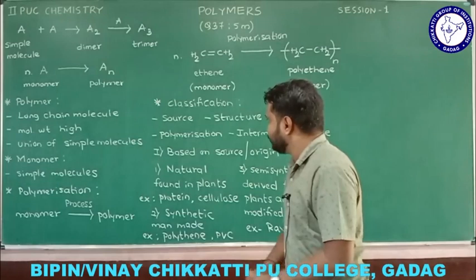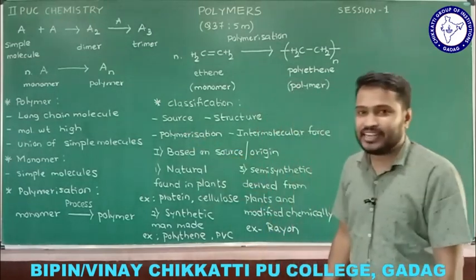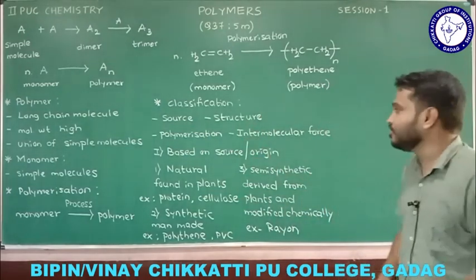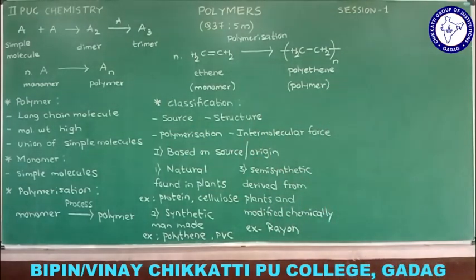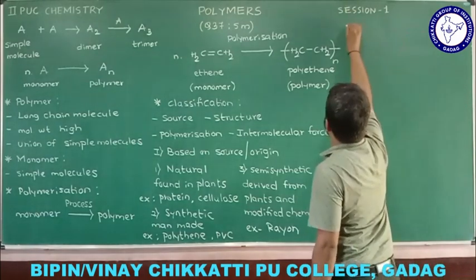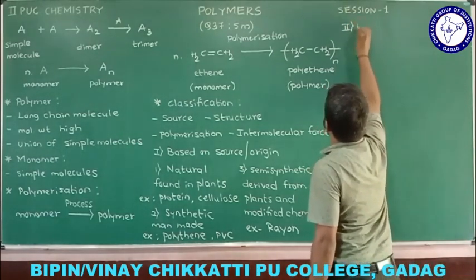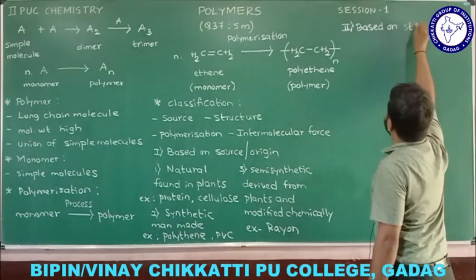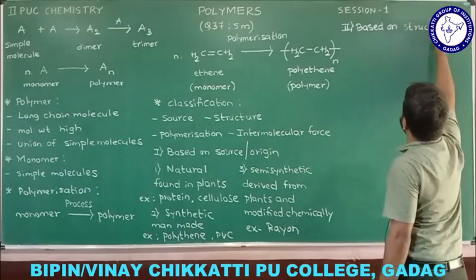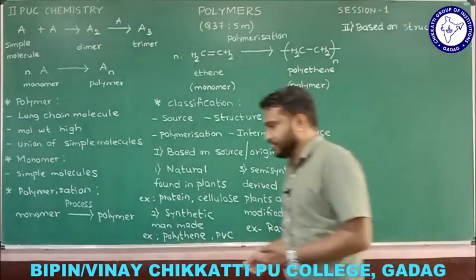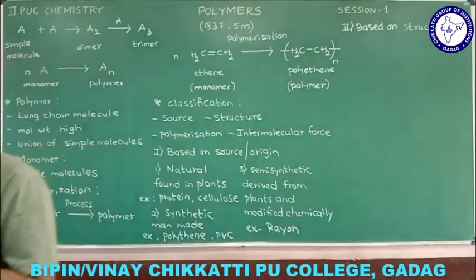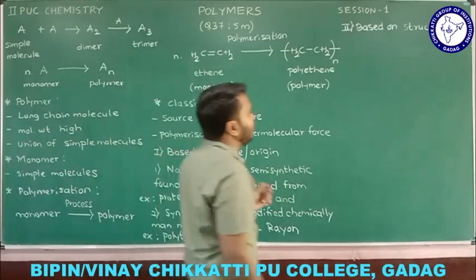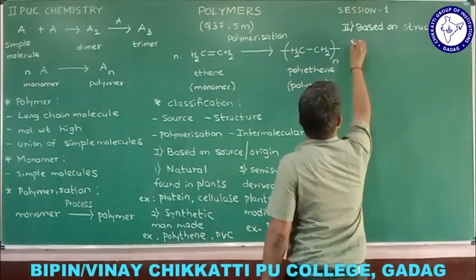And now after moving through the first condition, that is source, I am going to talk about the second criterion, the second condition for how we classify polymers. So here I am going to write Roman number 2, and that will be based on structure. Based on structure, how polymers actually look, we are going to classify the polymers. We'll see one by one how many different classifications there are. So first let me write that down.